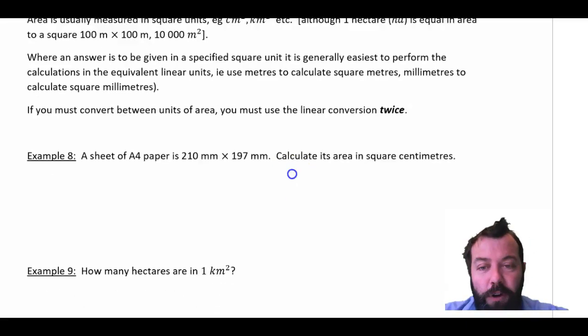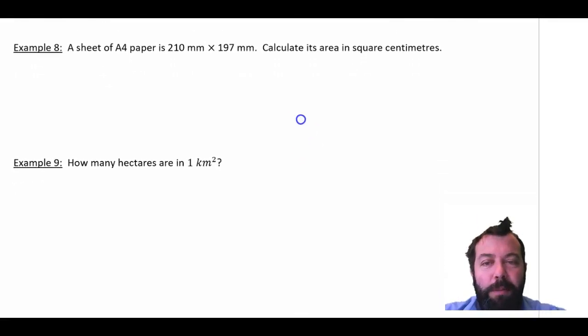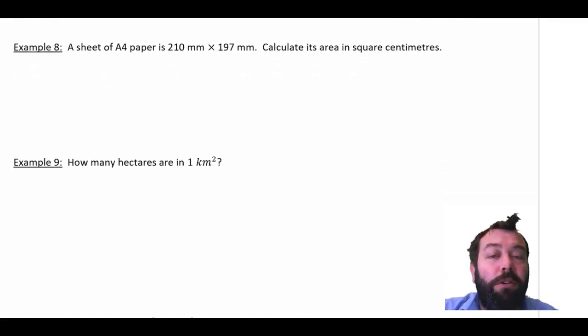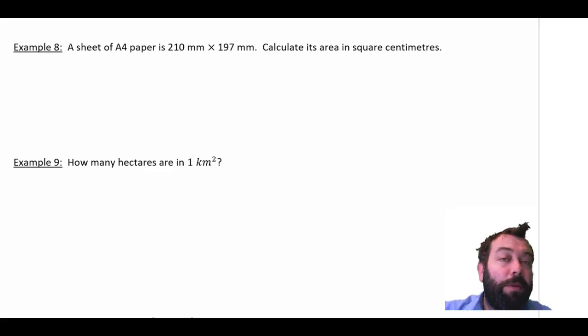So, first of all, we have this example. A sheet of A4 paper is 210 millimetres by 197 millimetres. That's pretty close to the dimensions of a sheet of A4 paper. Calculate its area in square centimetres. There are 2 ways to do this. I would suggest it's the easy way and the hard way, and look, we'll do both because that's just the kind of person that I am.